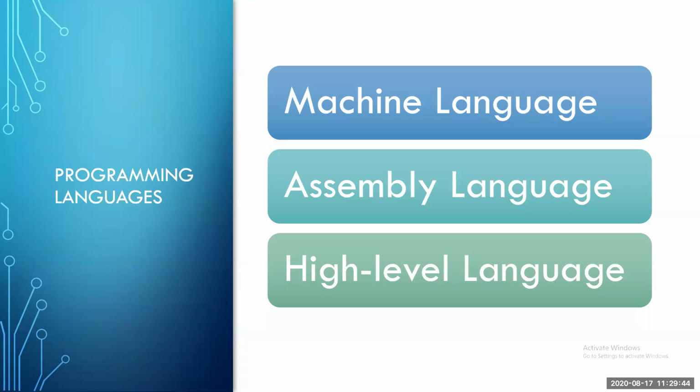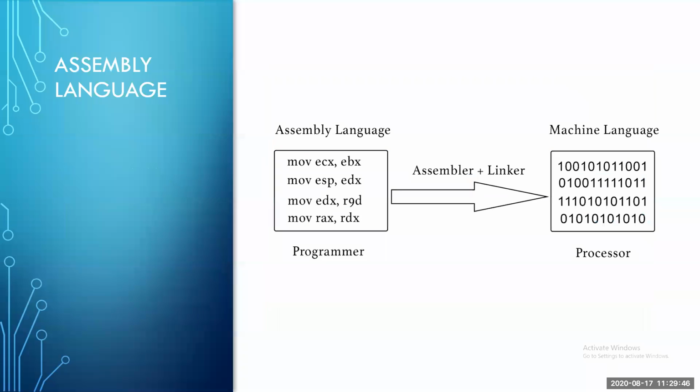Here are our different levels of programming. Like I said, assembly language versus machine language. Please don't ask me what that is saying because I don't understand assembly language. But that is the code. As a programmer, you would need to know that. Then you have an assembler plus a linker to convert that to machine language.